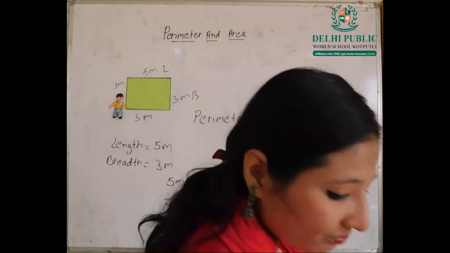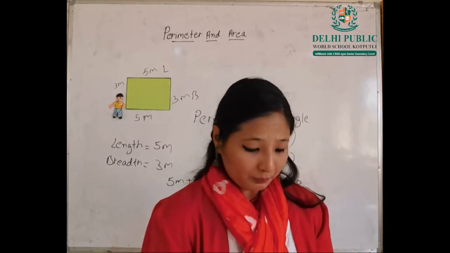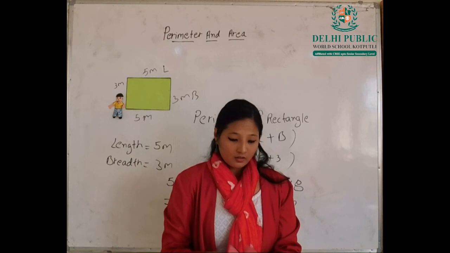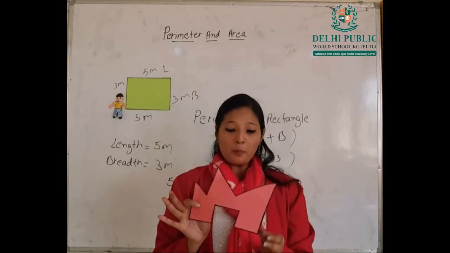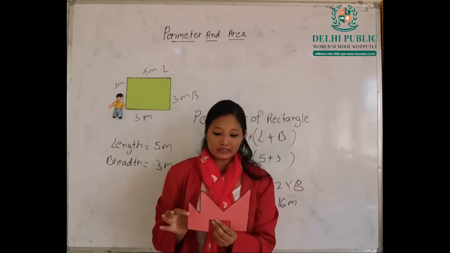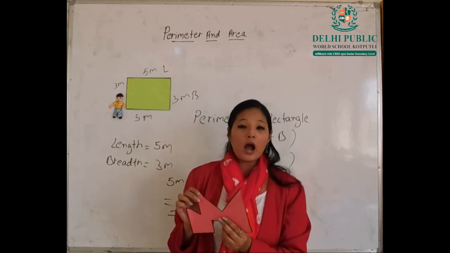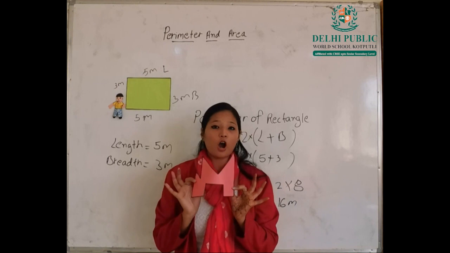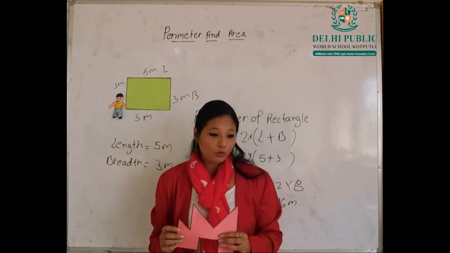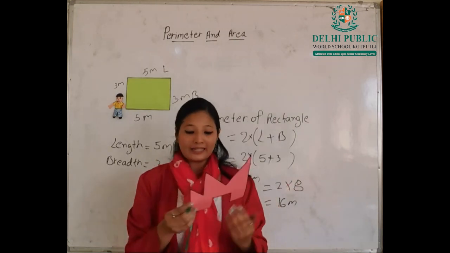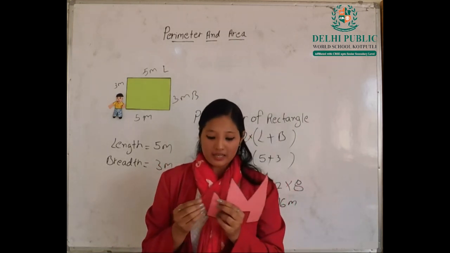Now there is another shape, another figure. This is another field of which I want to calculate the boundary. So how can we calculate the boundary for this figure? What we can do is again use a ribbon or a thread for calculating the boundary of this field.